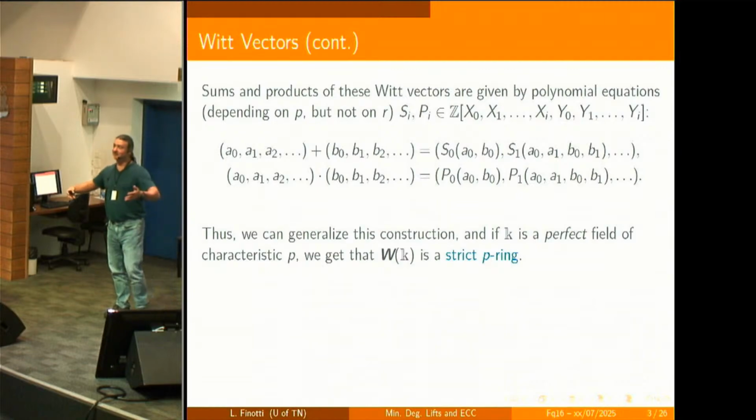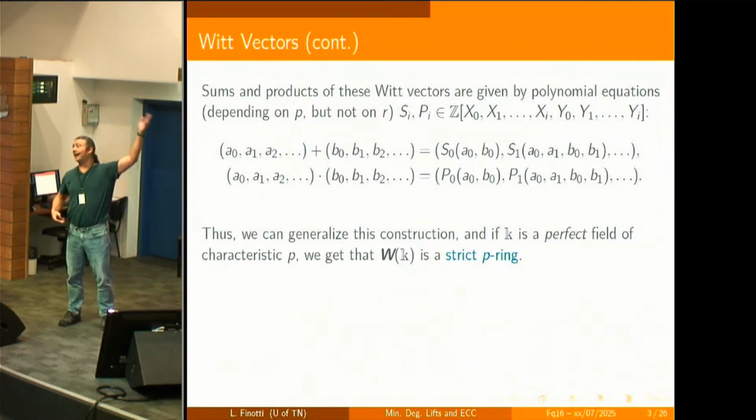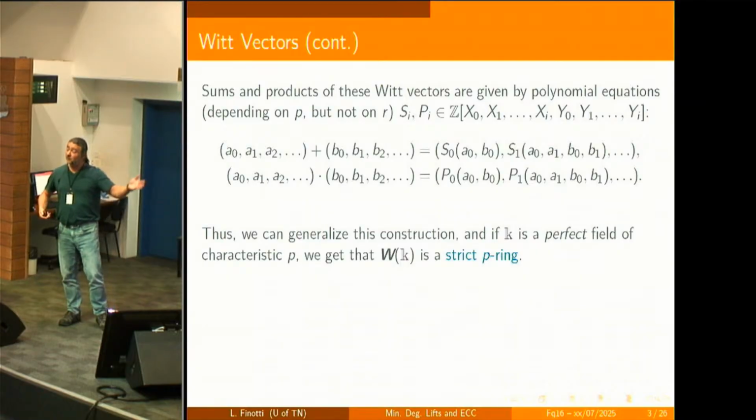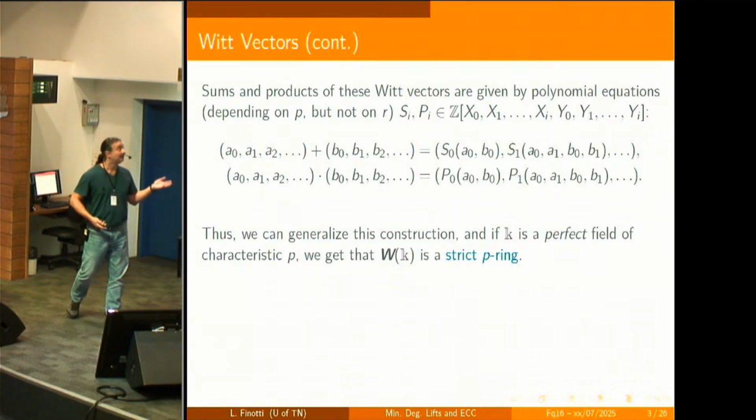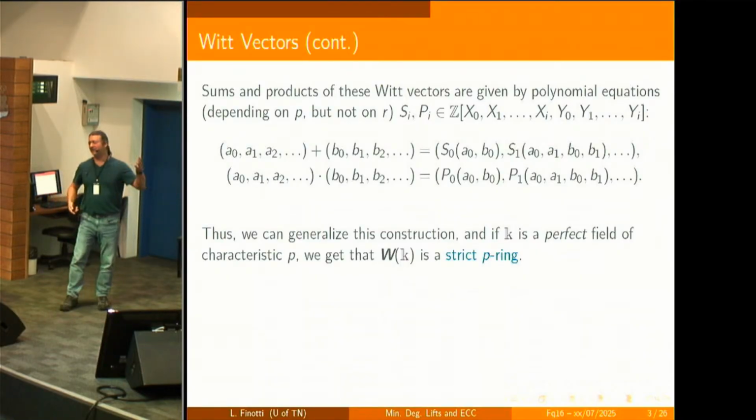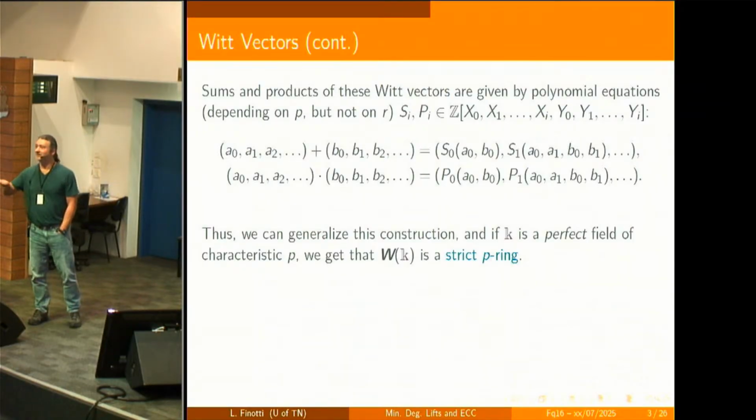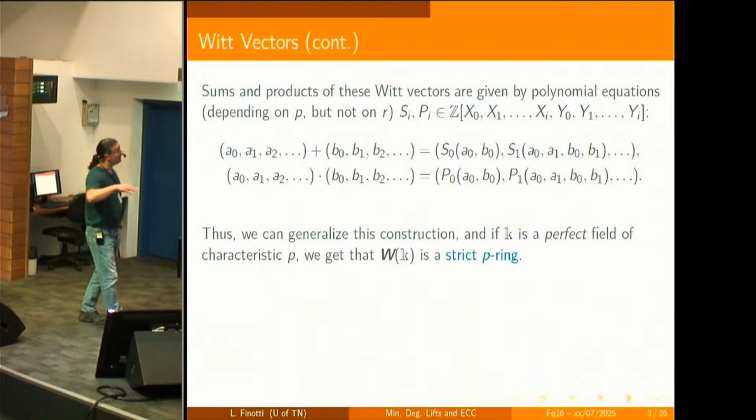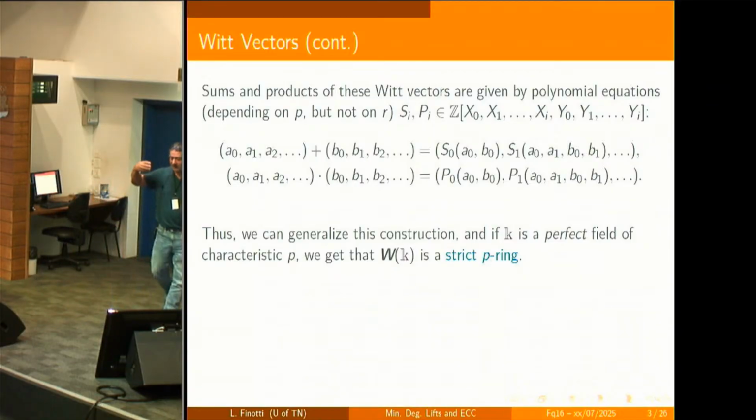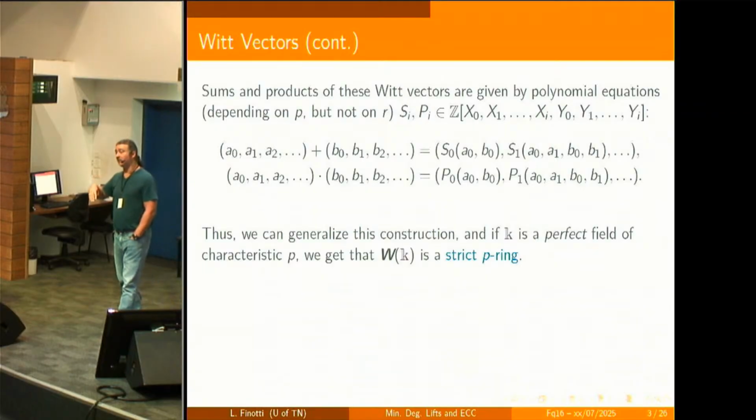But again, the point is that now you can generalize to any field of characteristic p, and if your field is perfect, then you get a nice ring that is what's called a strict p-ring, which I'll say what it means in a little bit. But if you want to, you can think of these Witt vectors just as a way to see q-adic integers in terms of vectors instead of in terms of power series.